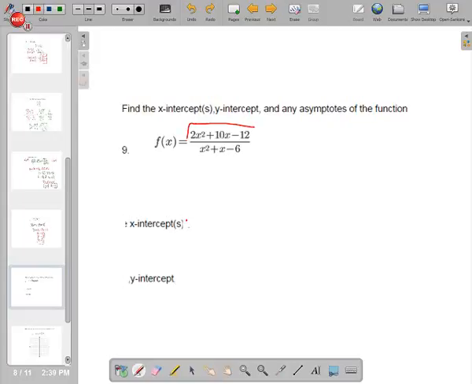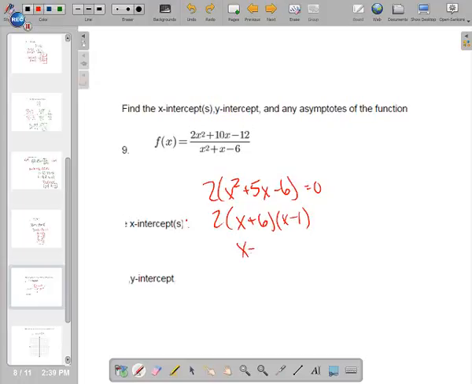To find the x-intercepts, you set the numerator equal to 0. So I'm going to set the numerator equal to 0, 2x squared. Actually, you know what? I can probably just factor it right now. 2x squared plus 5x minus 6. So 2 multiplies to negative 6 and adds to 5. 6 and negative 1. Yeah. So x is negative 6 and positive 1. Those are my x-intercepts. I like to write those as ordered pairs, negative 6, 0, and 1, 0.